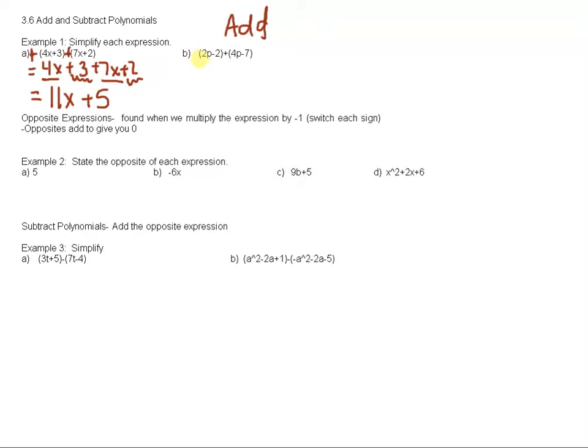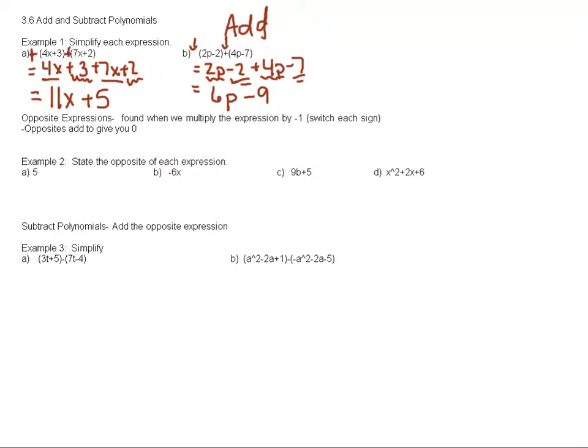Okay, same thing with b. We can drop the brackets because there's a plus sign in front of this bracket. So we get 2p minus 2 plus 4p minus 7. So what's 2p plus 4p? I get 6p. Negative 2 minus 7, I get negative 9.